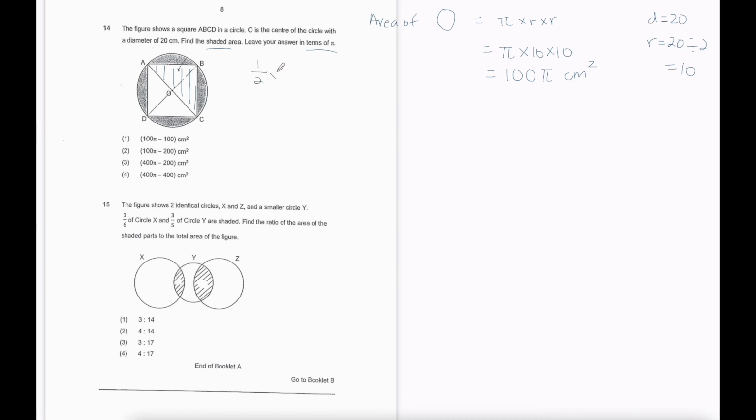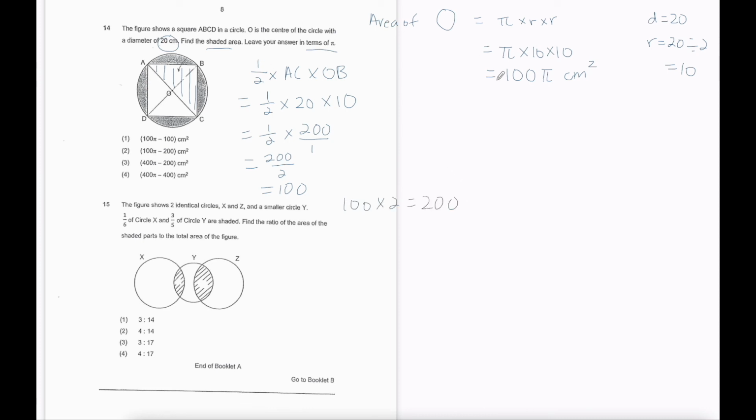So half times base, my base is AC, my height is OB. AC is the diameter, so diameter is 20. How about OB? OB is a radius. You see, this is the center of the circle and this is the edge of the circle. So OB is the radius, so radius is 10. So half times 20 times 10 is 200. 200 divided by 2 will be 100. So one triangle is 100. So the area of the square will be 100 times 2, which is 200.